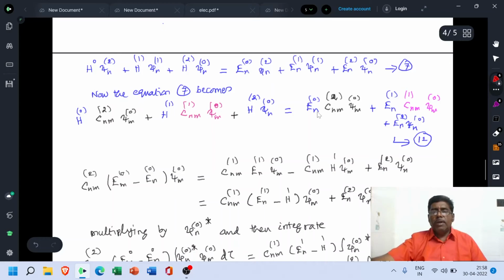Now here En0 psi m0 Cnm2 is available. Bring this term to the left hand side, so we can write Cnm2 into H0, where H0 psi m0 is Em0 psi m0, then minus En0 into psi m0. So Cnm2 into (Em0 minus En0) into psi m0. We have just combined these two terms.